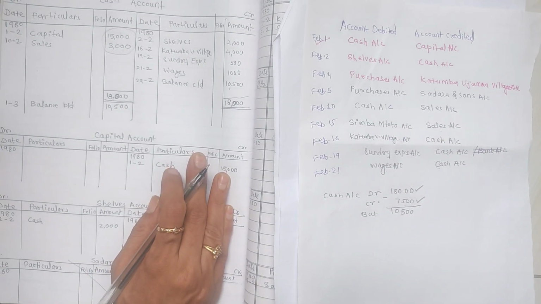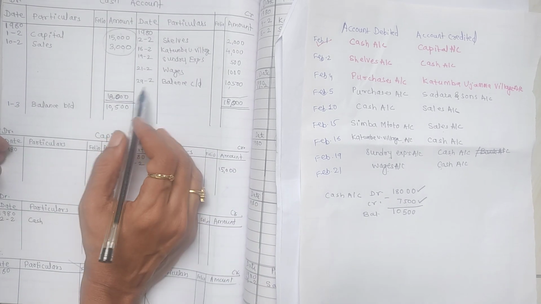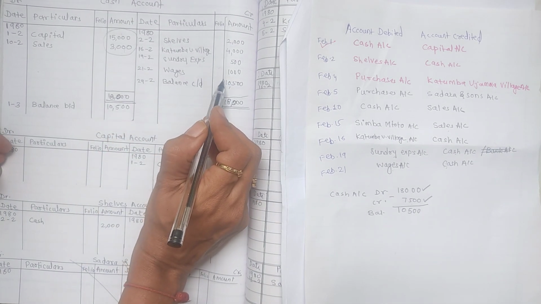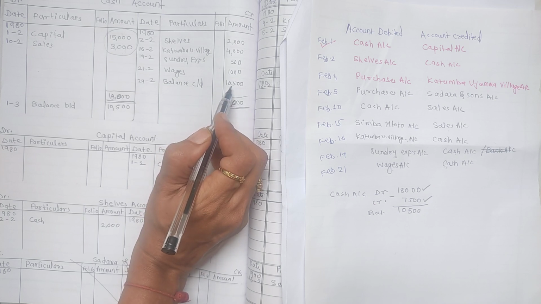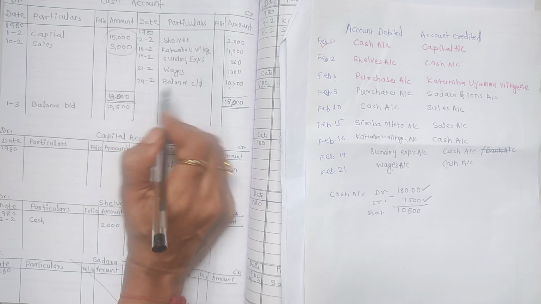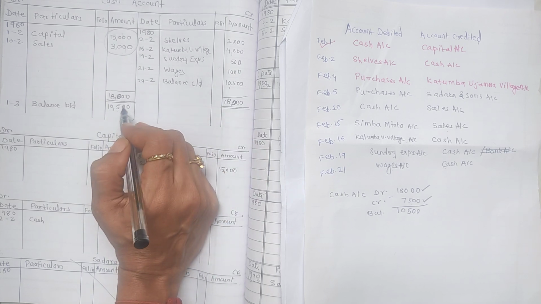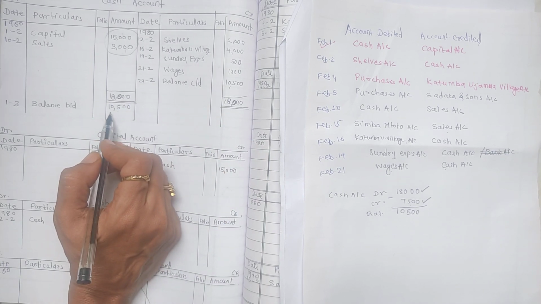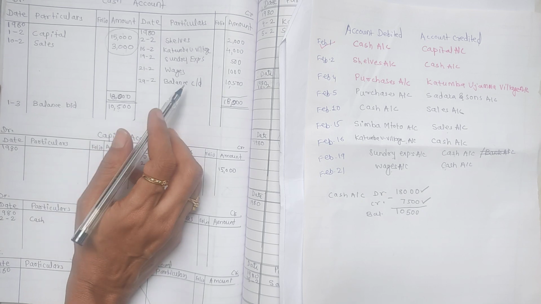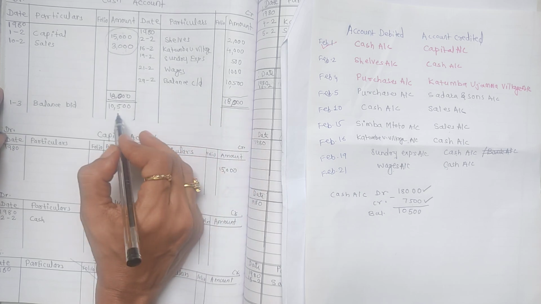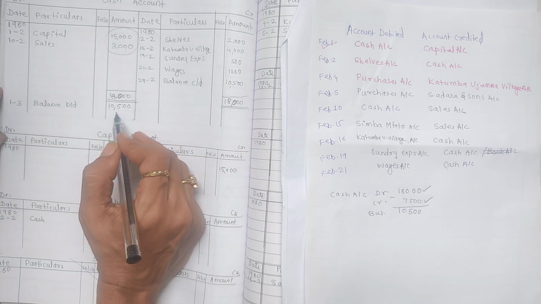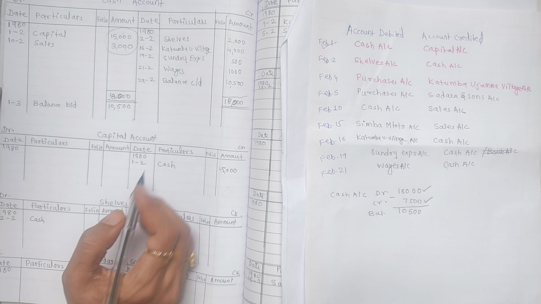In this way you have to close all the accounts. The balance which comes here on the credit side, that is 10,500, is known as a debit balance. We carry it to the opposite side, the debit side. The opening balance is a debit balance, and the closing balance here we also call a debit balance. So the cash account debit balance comes to 10,500.